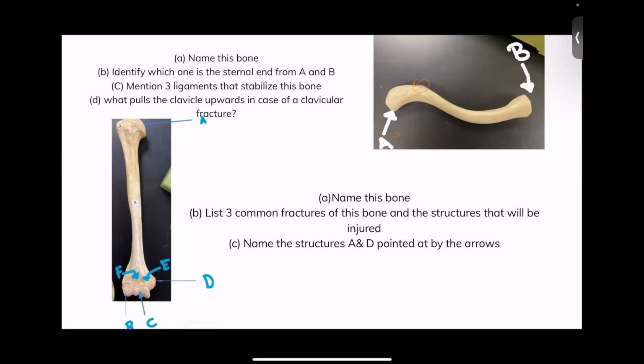In the surgical neck fracture, which structure is going to get affected? Axillary nerve. Which structure is going to get affected in the mid shaft fracture? That's the radial nerve. Which structure is going to get affected in the supracondylar? That's the median nerve. Now, if I ask you about the medial epicondyle, which nerve passes through it? That's the ulnar nerve. And where is the medial epicondyle? That's the label point D, and A is just the head of the humerus.